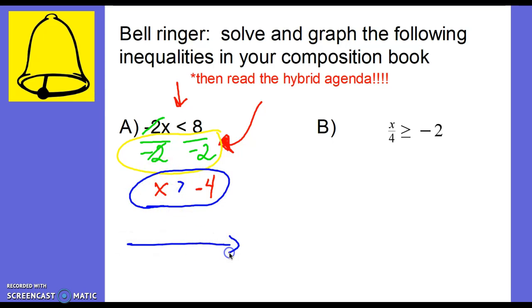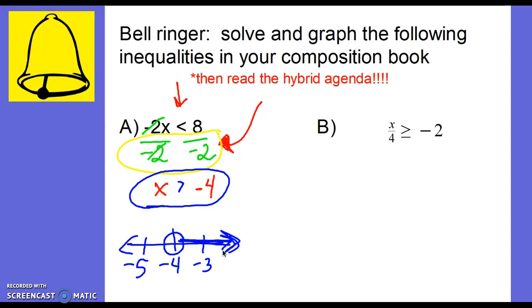Now you need to graph it. And so we put a -4 on the number line, and above that would be -3. Below that would be -5. I put an open circle around the -4 because it doesn't have that little equals to bar underneath the greater than sign. And greater than means I'm going to shade to the right. So that's how you should have done your first problem.